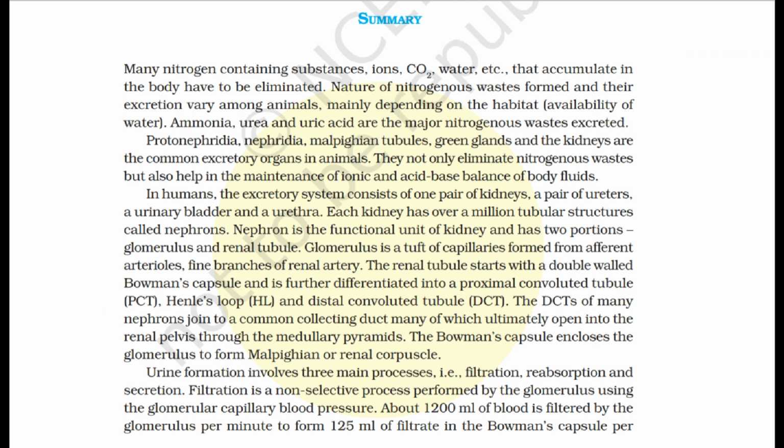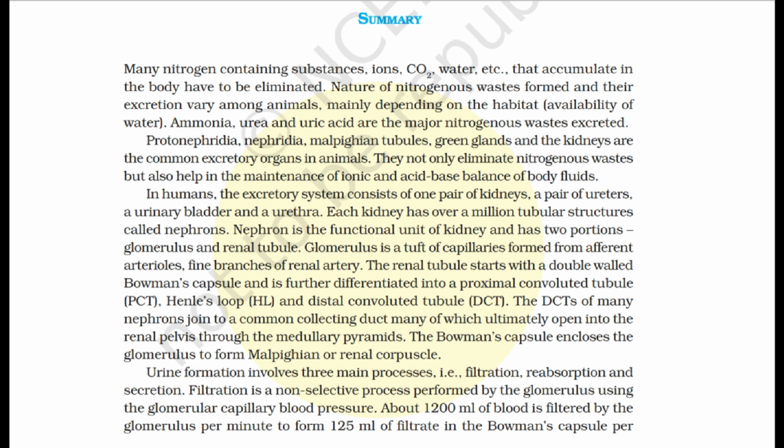Summary. Many nitrogen-containing substances, ions, CO2, water, etc., that accumulate in the body have to be eliminated. Nature of nitrogenous wastes formed and their excretion vary among animals, mainly depending on the habitat, availability of water. Ammonia, urea and uric acid are the major nitrogenous wastes excreted. Protonephridia, nephridia, Malpighian tubules, green glands and the kidneys are the common excretory organs in animals.